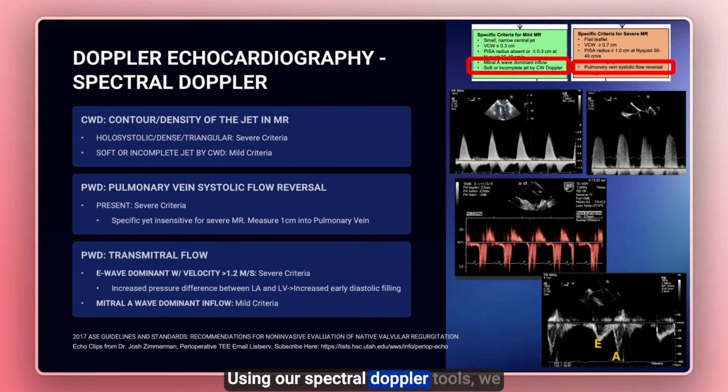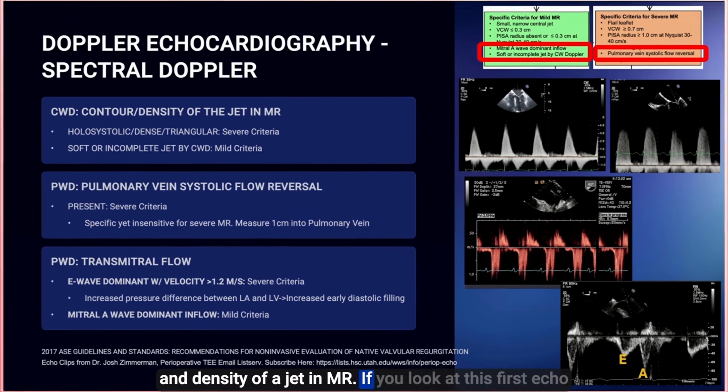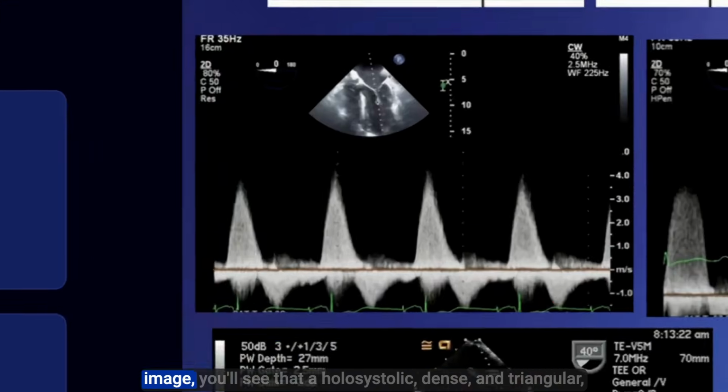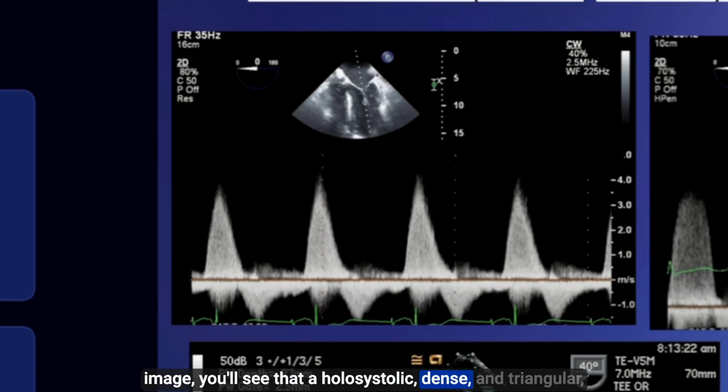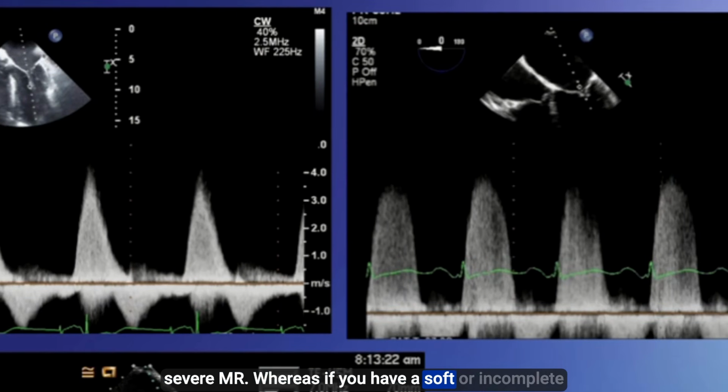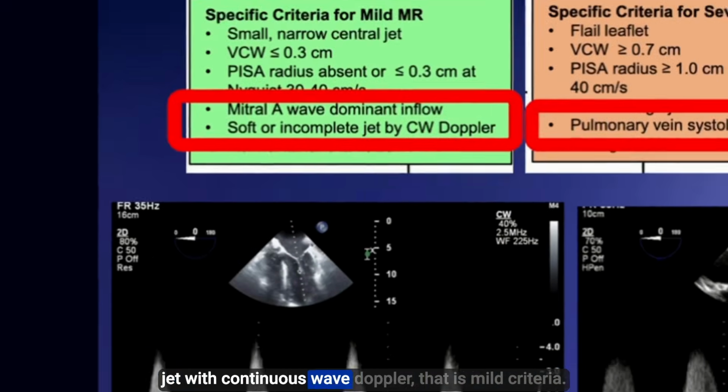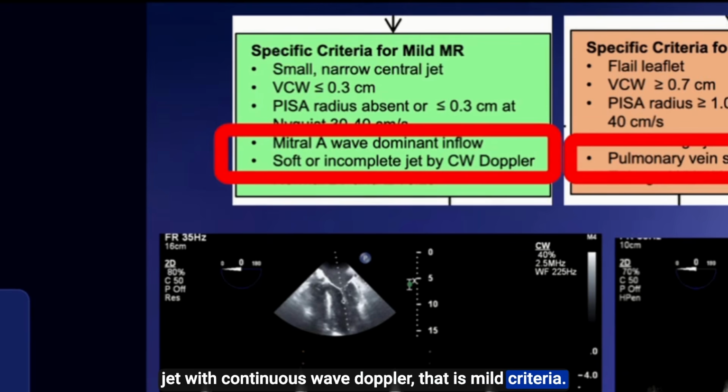Using our spectral Doppler tools, we can further characterize MR as well. We'll use continuous wave Doppler to look at the contour and density of a jet in MR. If you look at this first echo image, you'll see a holosystolic, dense, and triangular jet, which would indicate a V-wave cutoff sign that's early peaking with a rapid decay, is specific criteria for severe MR. Whereas if you have a soft or incomplete jet with continuous wave Doppler, that is mild criteria.